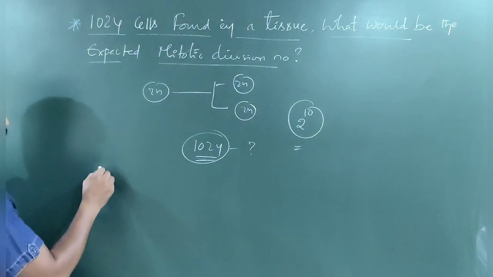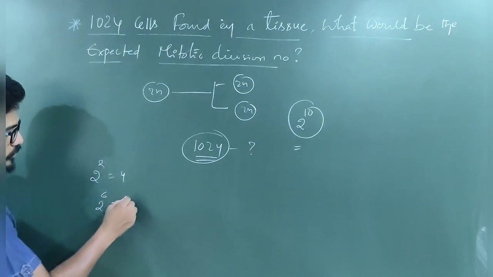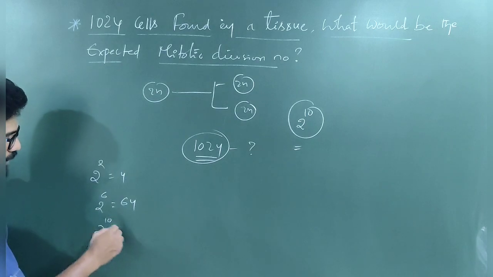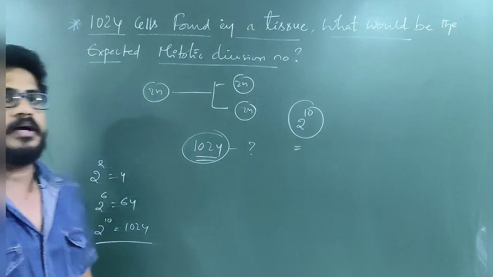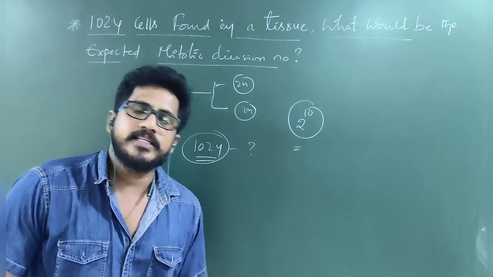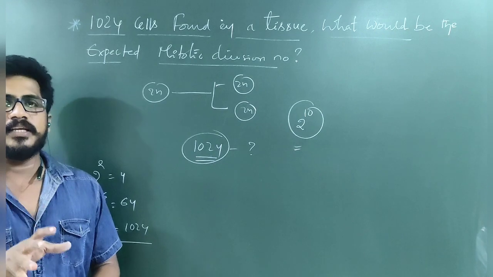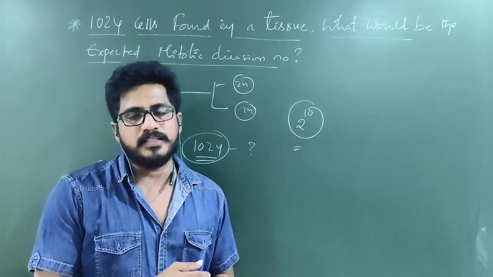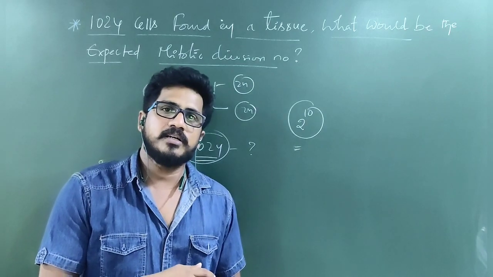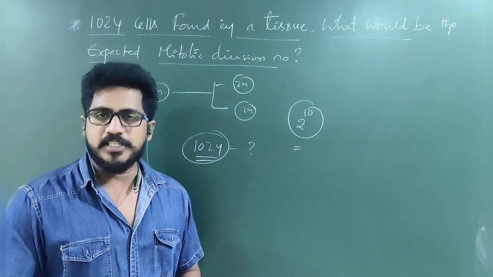2 to the power of 2 is equal to 4. 2 to the power of 6 is equal to 64. 2 to the power of 10 is equal to 1024. So like that we have to answer. In the assignment you will see different models. The only thing is you have to understand the data, what they have put in the question and what exactly they are asking. Okay guys, I hope you understand these logical thinking questions.